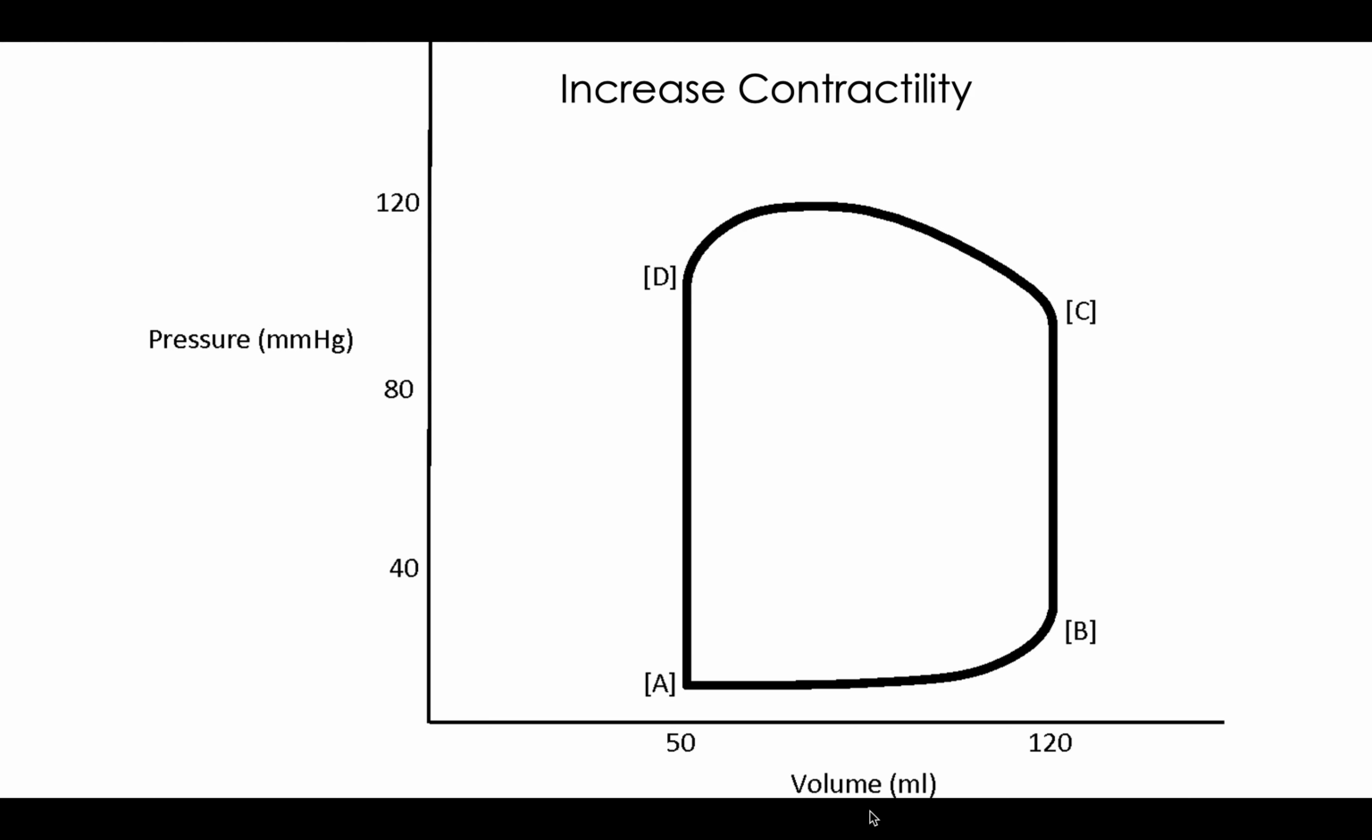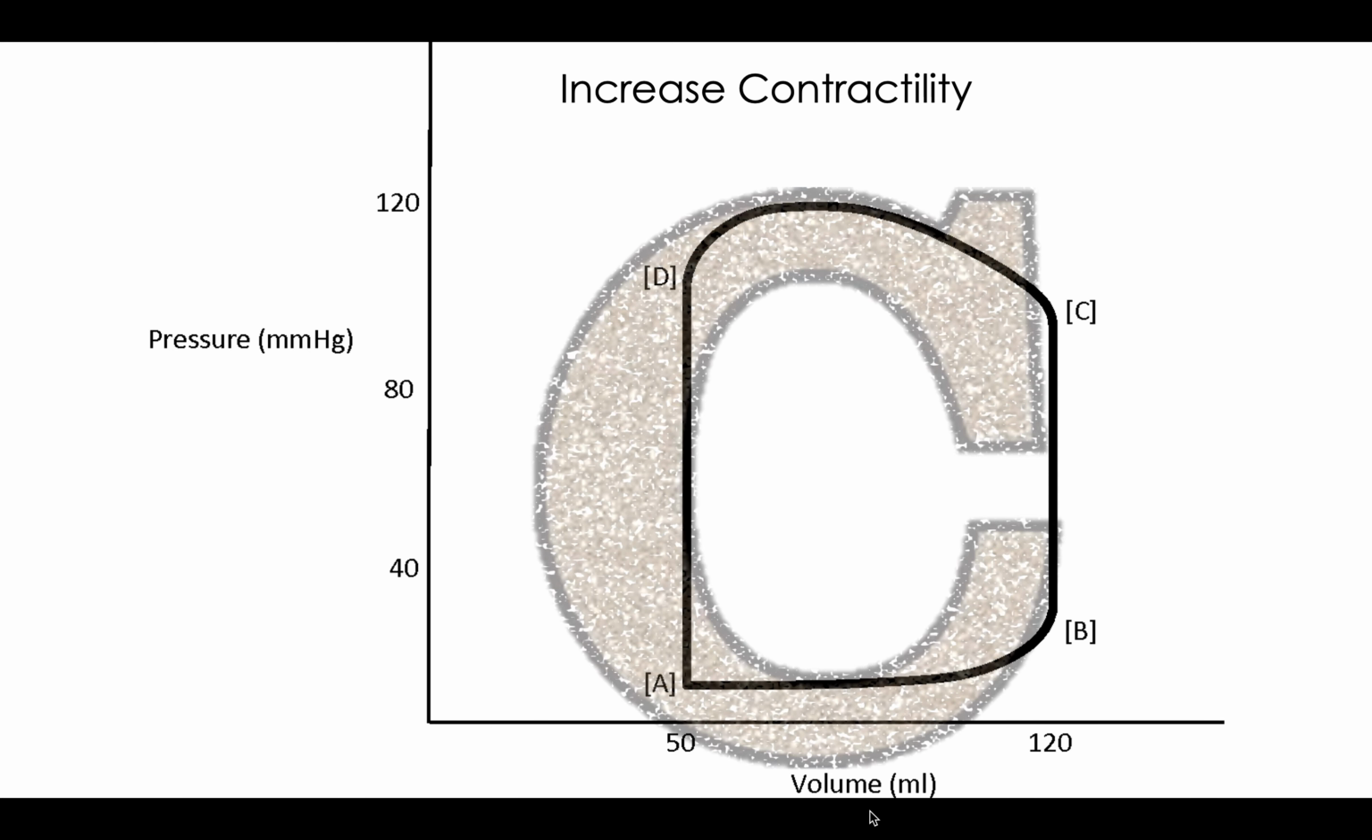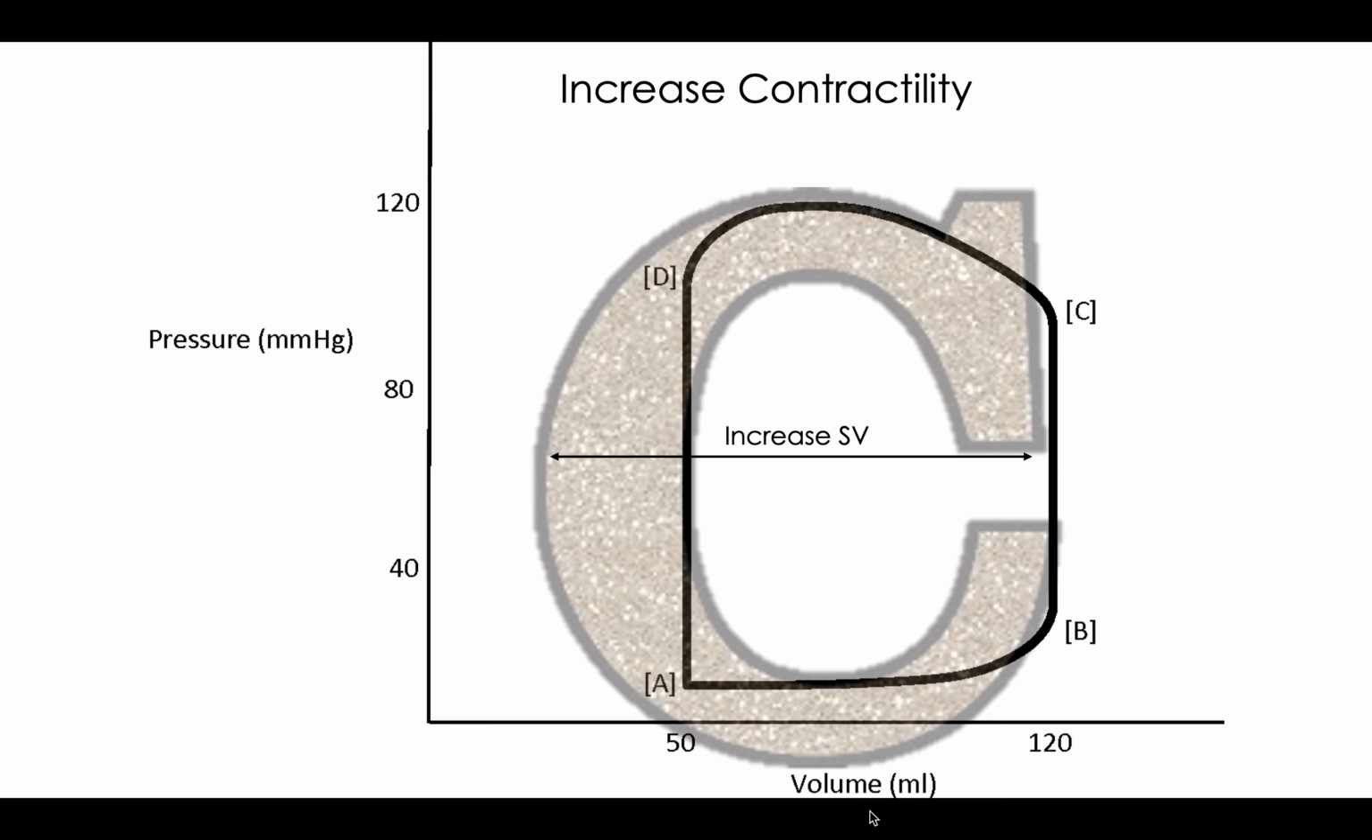Last is increase in contractility. So we're just going to draw a big C. Again, we're going to make this easy. Study smarter, not harder, right? So your stroke volume's definitely longer. It's going to take you longer to go down that shaft. You're going to have a decrease in your end systolic volume, which is that letter A. So you might go from at end of systolic having 50 milliliters to 30 milliliters.